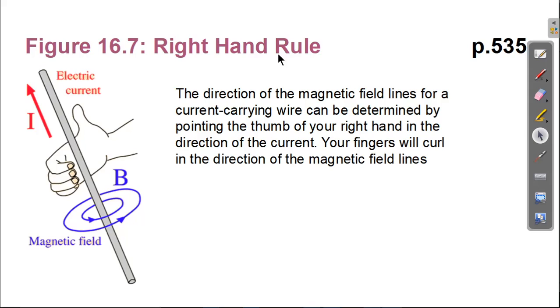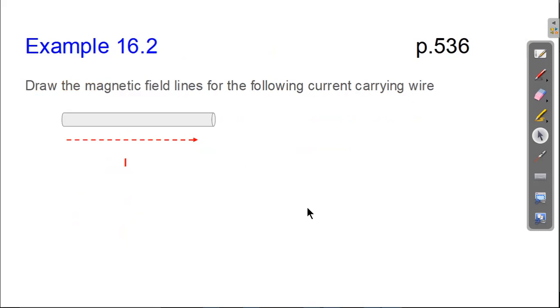You need to be able to do that. If you cannot visualize these in drawing, get yourself a pole or something like a pencil, put it under your eye, put your thumb up, and see how your fingers curl, because you need to be able to draw these. What do I mean? Look at this. Example 16.2, page 530.